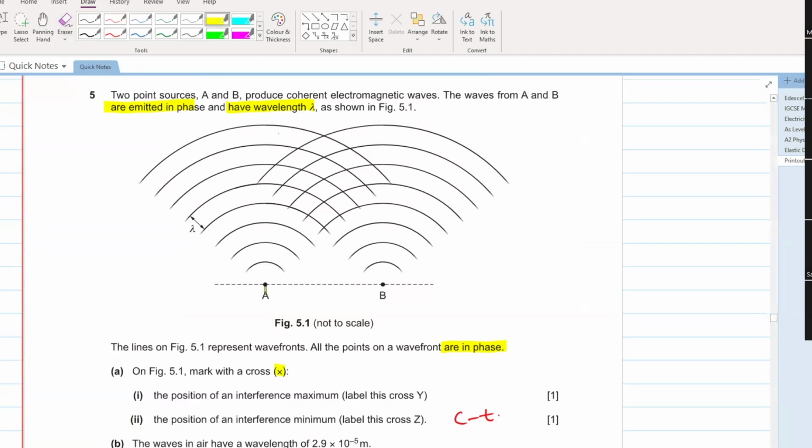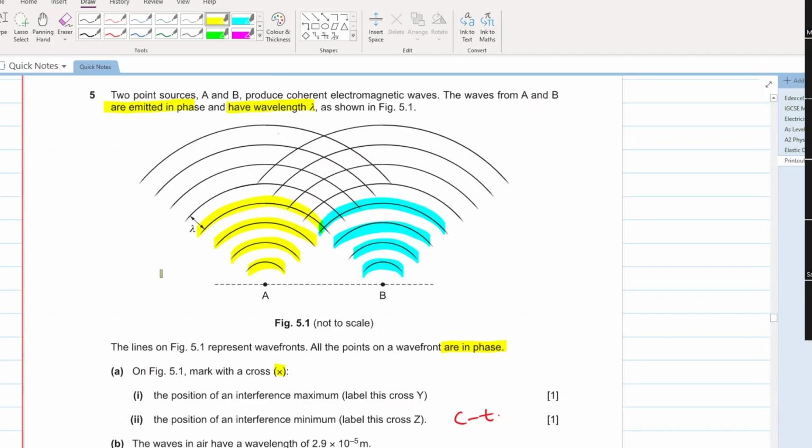Can you see, these are two point sources A and B. They both produce coherent waves. The waves from A and B are emitted in phase and have wavelength lambda. Perfect. These solid lines, what are these? These are crests of the two waves A and B.